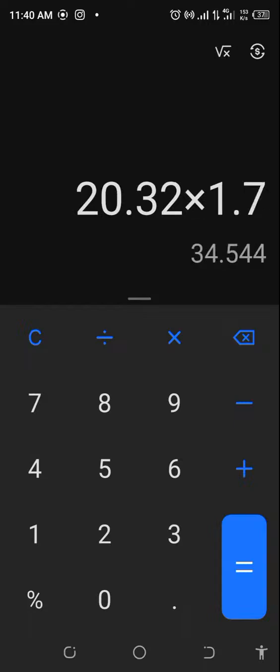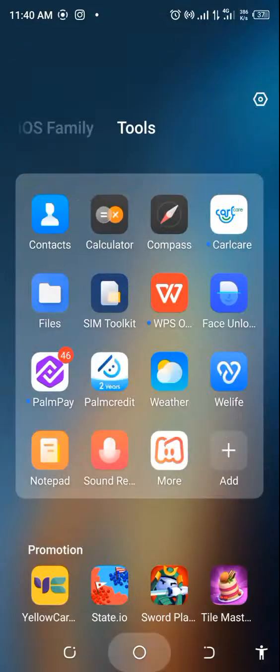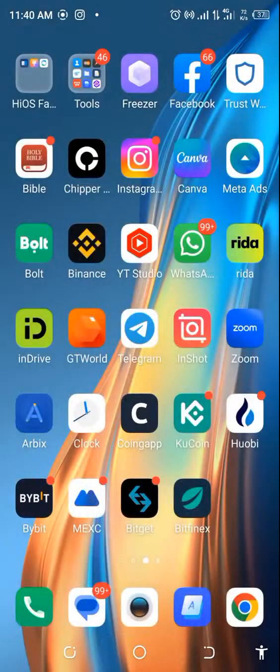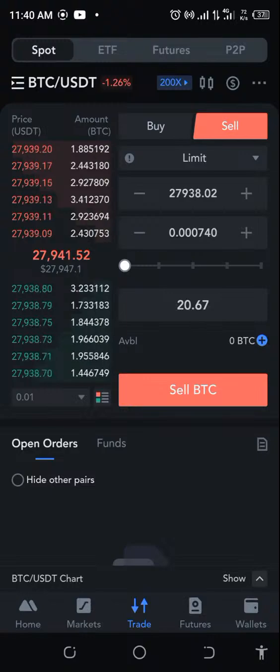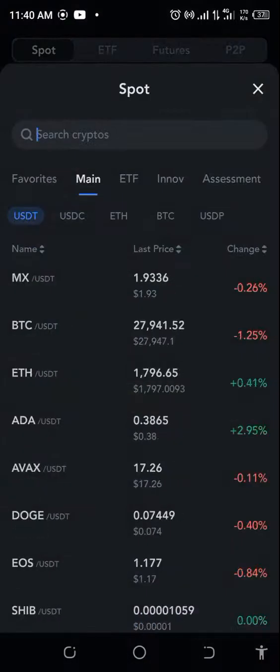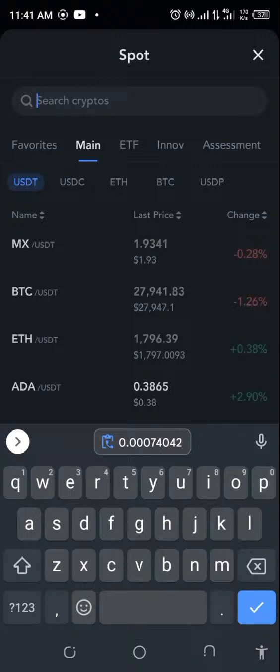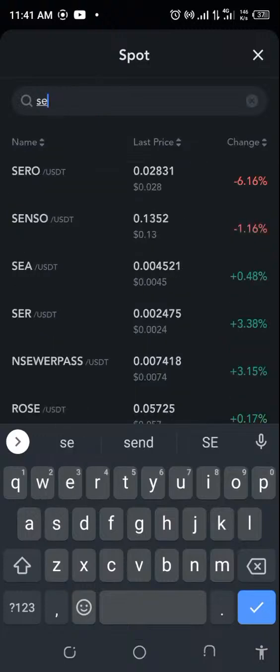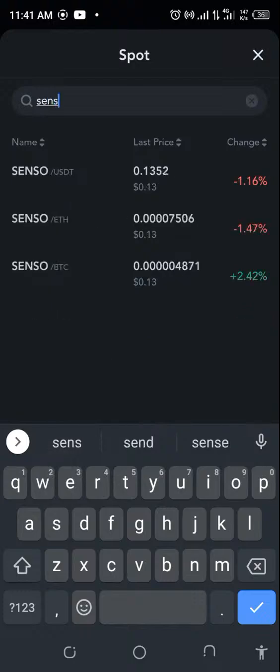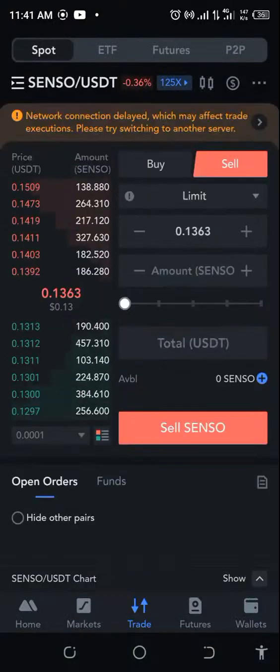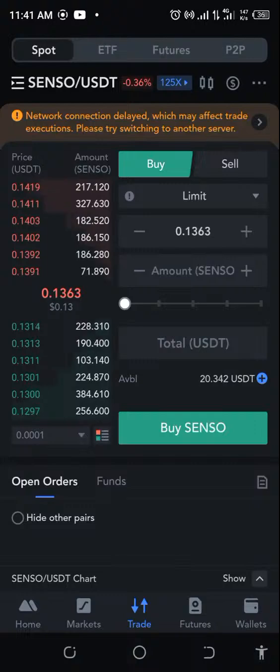Okay, 1.7. Oh, looks like 1.7-ish. That's fine. So let's quickly go ahead and try this out and see how this works. We're going to be looking at it, especially trying to make sure that this still gives us good results. So let's go back to our Senso, USDT. Alrighty, and then we buy.